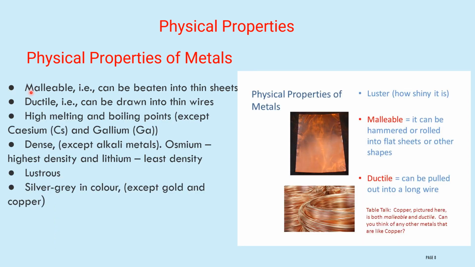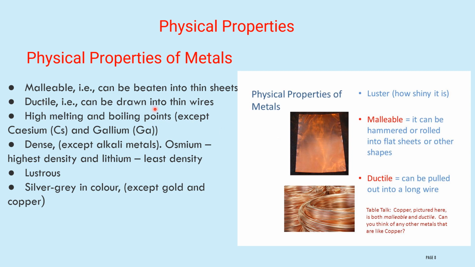Next property, malleable: can be beaten into a thin sheet. Here you can consider any metal. If you can convert that metal into the form of a thin sheet, that property we call malleable. It can be hammered or rolled into a flat sheet or other shape. If you use a hammer and go on beating the metal, you can convert it into a thin sheet. That property we call malleable.